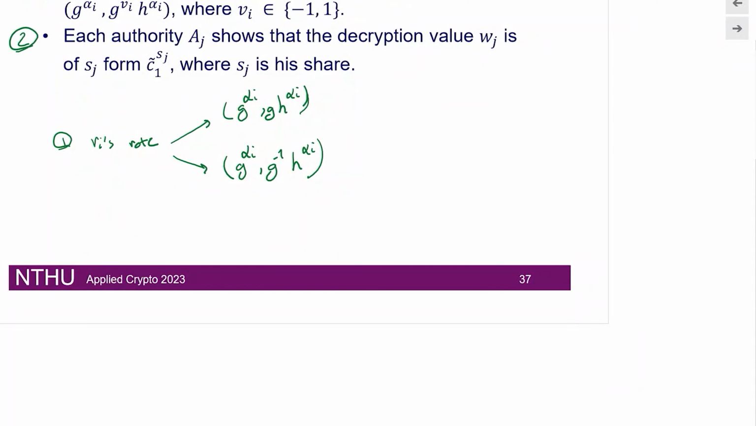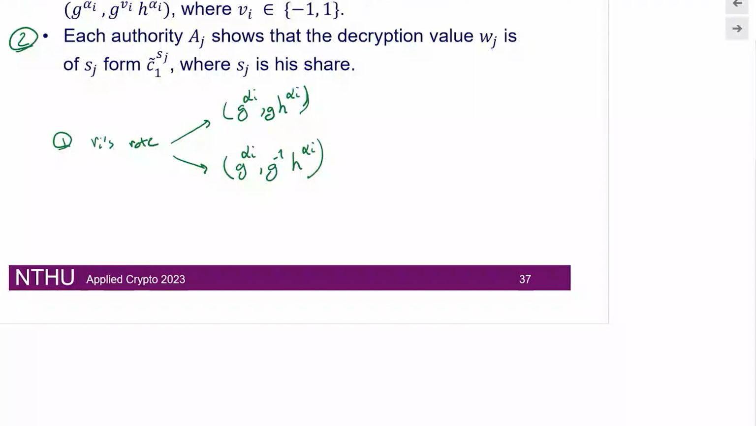And two. We said that as part of the computation, every authority would output some Wj, which was the C1 tilde to the power Sj, his private key. So we need to show that he is using the correct Sj. Otherwise, we are not able to recover the actual vote, the sum. So we need to somehow push the prover to give us some proof that what he provided us is correct.